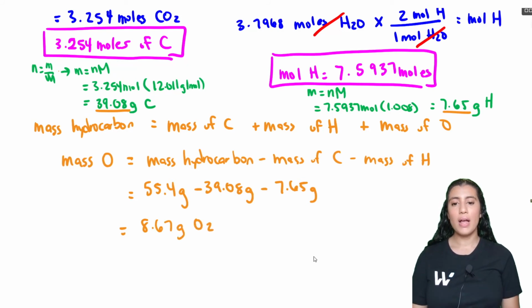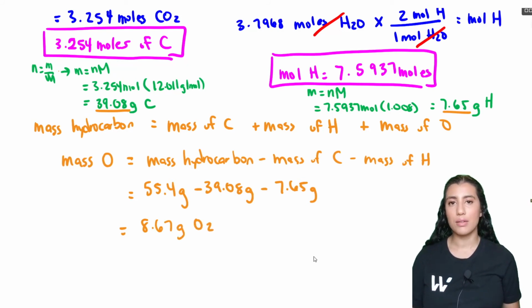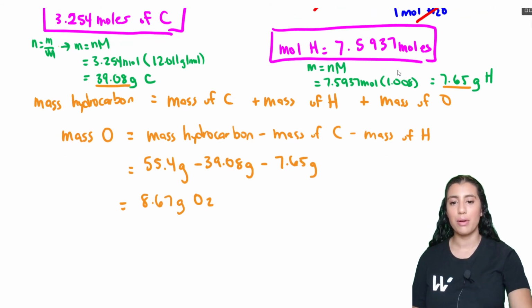Okay, so now I have the mass of oxygen, but remember for these empirical formula problems, I need to find the moles of each atom. So I have the moles of carbon over here, the moles of hydrogen, and finally I need to find the moles of oxygen before I can go on and figure out the empirical formula.